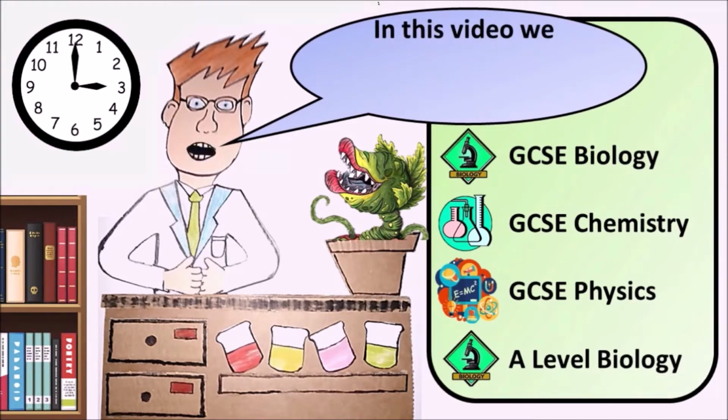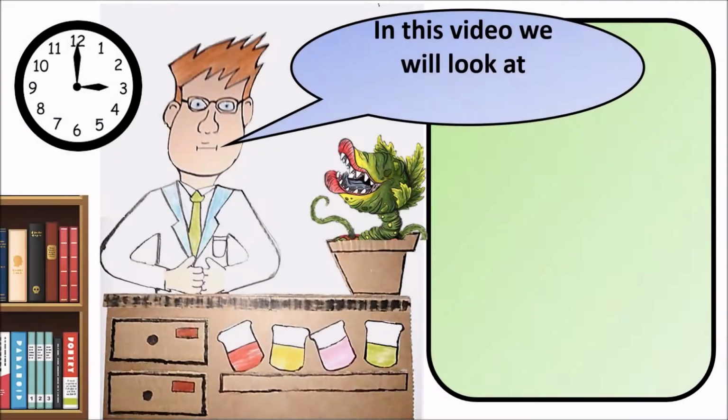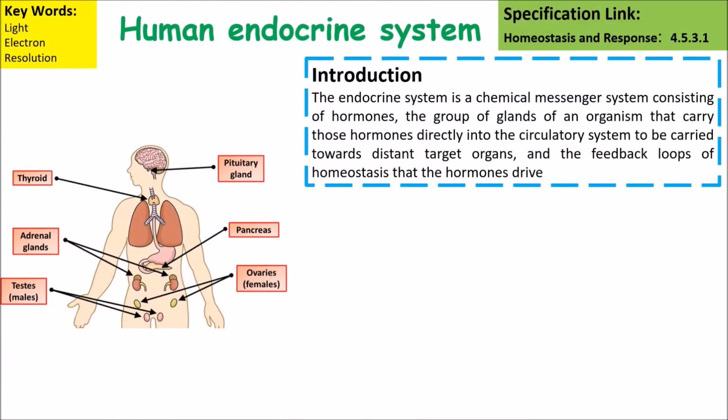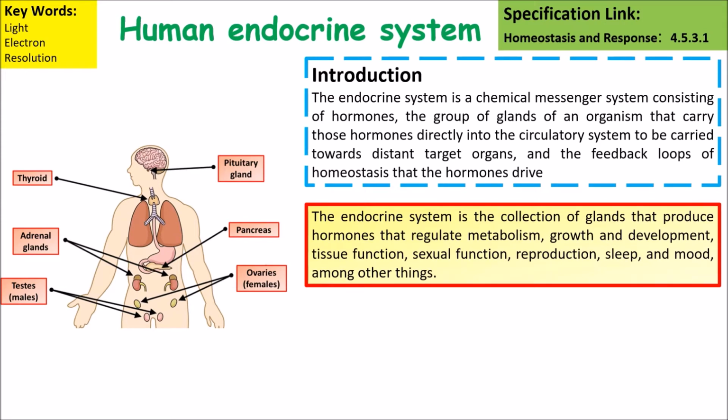In this video, we will look at the endocrine system. The endocrine system is a chemical messaging system consisting of hormones, groups of glands of an organism that carry those hormones directly into the circulatory system to be carried towards distant organs, and the feedback loops that happen during homeostasis that help drive this.